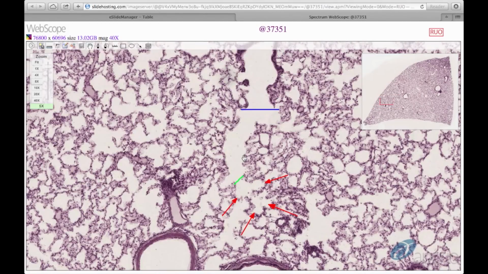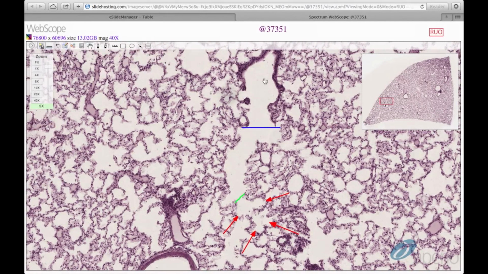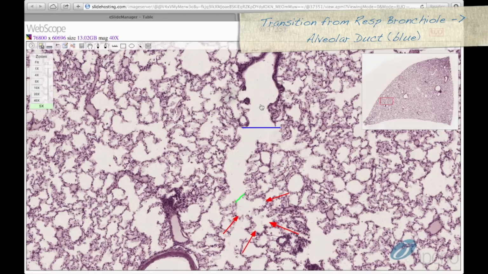Again, notice the respiratory bronchiole with a beautiful alveolus budding off from its lumen. After air flows through the respiratory bronchiole, it will then move into the alveolar duct, seen here at the pointer, with alveoli in its walls. The transition between the respiratory bronchiole and alveolar duct is indicated by the blue line.